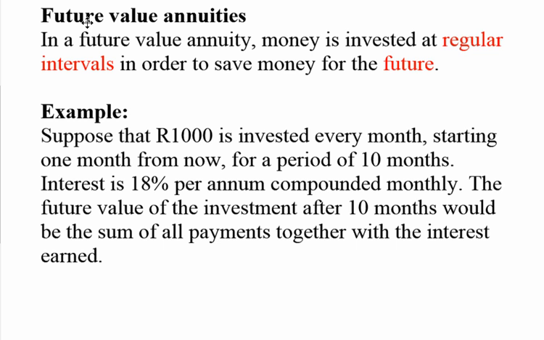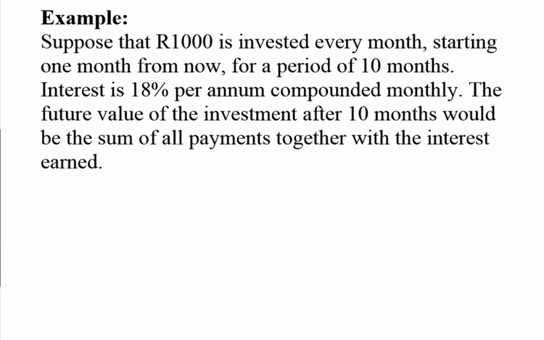Now, in a future value annuity, money is invested at regular intervals. So you're investing money, putting it into stocks or into a savings account, and you save money for the future. That's very important. First, I'm going to start with an example because it might be easier to see. Then we'll generalize it and look at a formula for future value annuities. So let's start with this example.